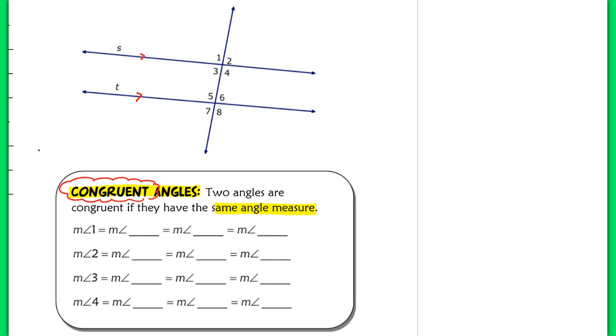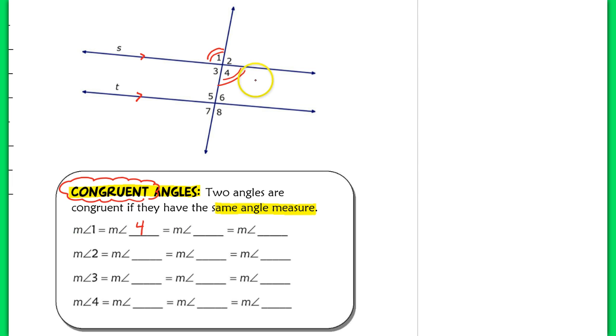Now, in this particular example of the diagram, we have lines S and T, which are parallel, and they are cut by a third line here that runs through both S and T. So it intersects both S and T. Now, because it's intersecting parallel lines, there's a few angle relationships here that are really important. We create some congruent angles. Now, angle 1 is going to be congruent to the angle right across from it. So the measure of angle 1 is going to be equal to the measure of angle 4.